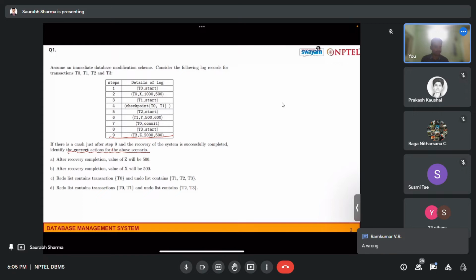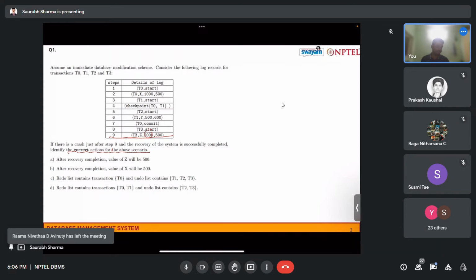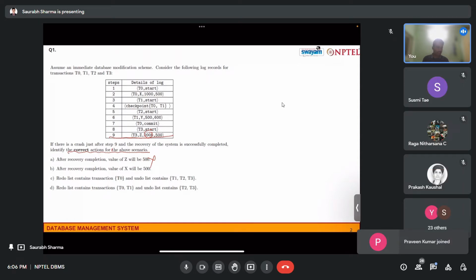So is one correct? Obviously not. Okay, A is wrong. Why? Because there is an old value of 2000. It will revert to 2000, so it is wrong. Second one, after recovery completion, X will be 500. Is it correct? Just see, is there any commit, is there any checkpoint before it? There is a commit of T0. T0 is having this X. X was updated from 1000 to 500, and before the crash it was committed, meaning it is on the physical record. So it is actually the correct one.